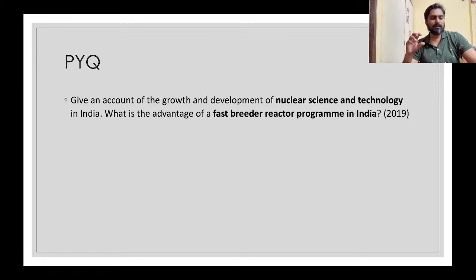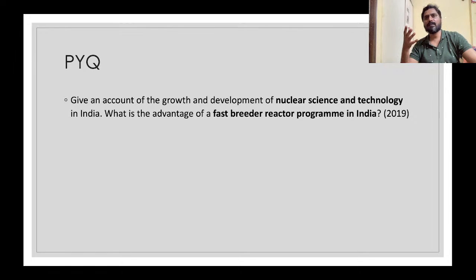So, give an account of the growth and development of nuclear science and technology in India. What is the advantage of the fast breeder reactor program in India? So, based on this only, we'll see what more questions can be asked. So, here they have asked advantages of fast breeder reactor, but they haven't asked disadvantages of fast breeder reactor, or they haven't asked in detail what you understand by a breeder reactor.